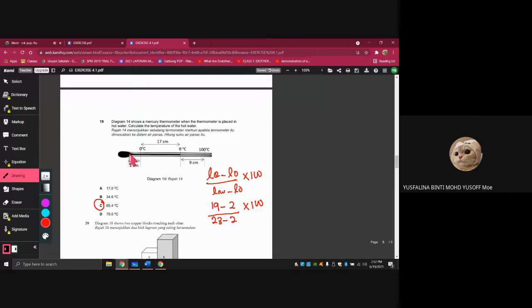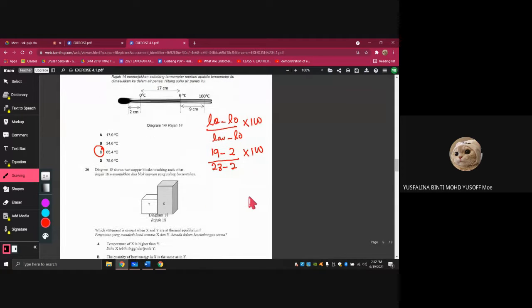So L theta is starting from here to here. L0 is starting from here to here. L100 is starting from here to here. So for this one you have to add all the values here, and then times 100. Some of you forgot to times 100, so be careful. So this one is 65.4.